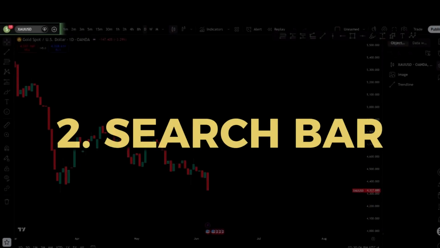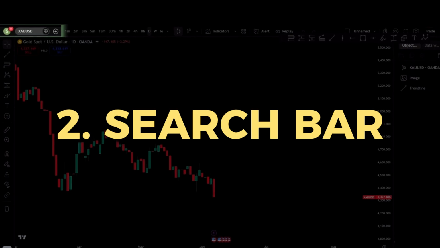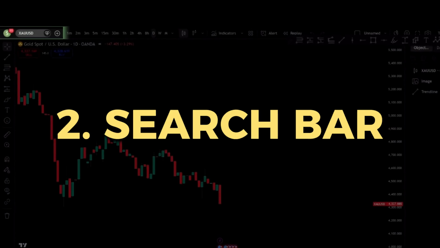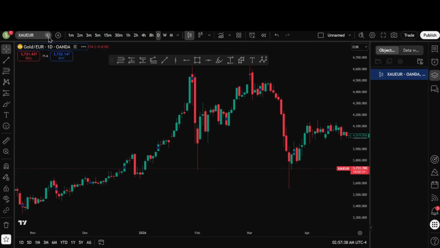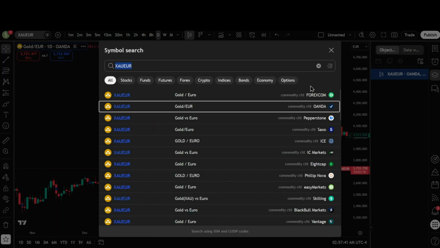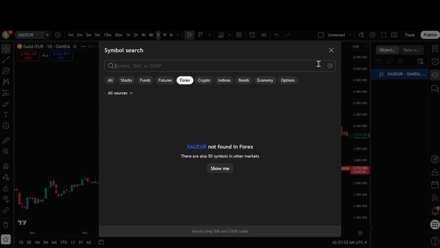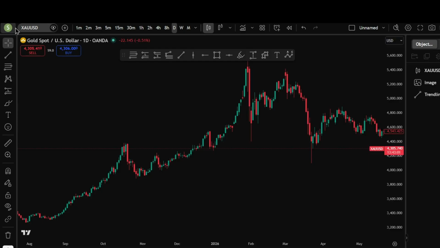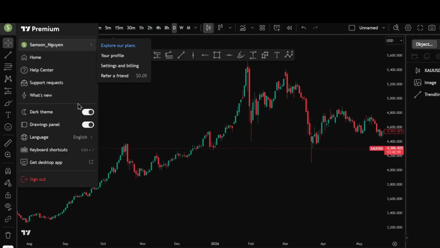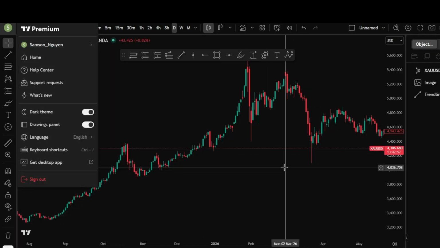This is the search bar. In short, this is where you can choose any market or asset you want to analyze, from crypto, gold, oil, stocks, to shares, basically everything. You just type the name or symbol, and TradingView will suggest it immediately.